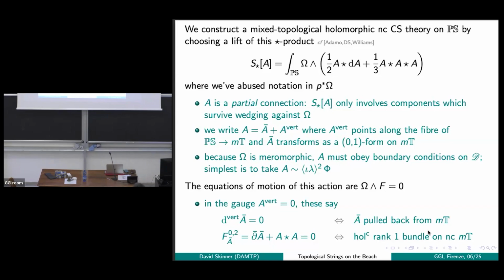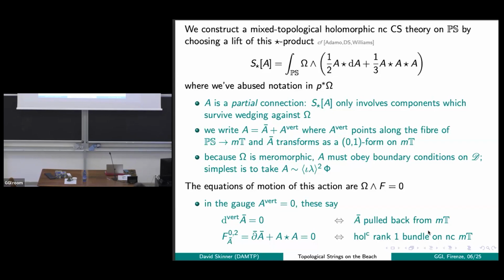Okay, what do the equations of motion of this action say? Well, they say that omega wedge the curvature, built in a non-commutative way, so this would be dA plus A star A, equals 0. If I gauge fix and work in the gauge where the vertical component of this gauge field is 0, so the only remaining ones are these ones that as functions live on the spin bundle, but as 0-1 forms point purely in the mini twistor directions, then what do these equations say? Well, the mixed 0-1 vertical component just reduces to the statement that the A bar, the remaining components that I haven't set to 0, have to be independent of the vertical direction.